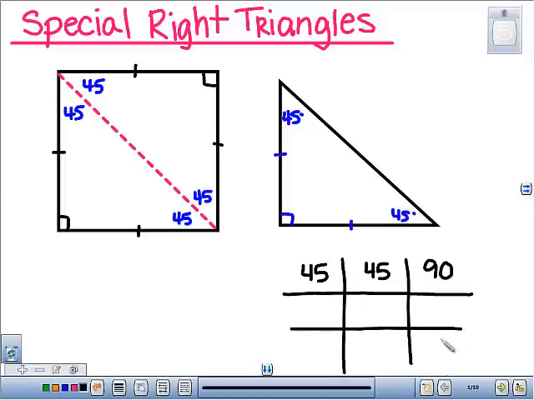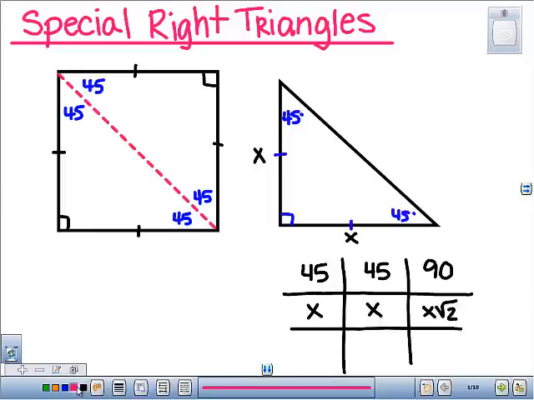You're going to set up charts for these. The first one is going to look like this because it's a 45, 45, 90. The formulas for these are on your formula chart, so if you can't memorize them or you forget, you can always go back and look at your formula chart. The formula for the side across from the 45s, obviously those are going to be the same because it's isosceles, and we're going to call that side x. So the length of the legs are x, and the length of the hypotenuse across from the 90 is going to be x square root of 2. It's being multiplied, x times the square root of 2.